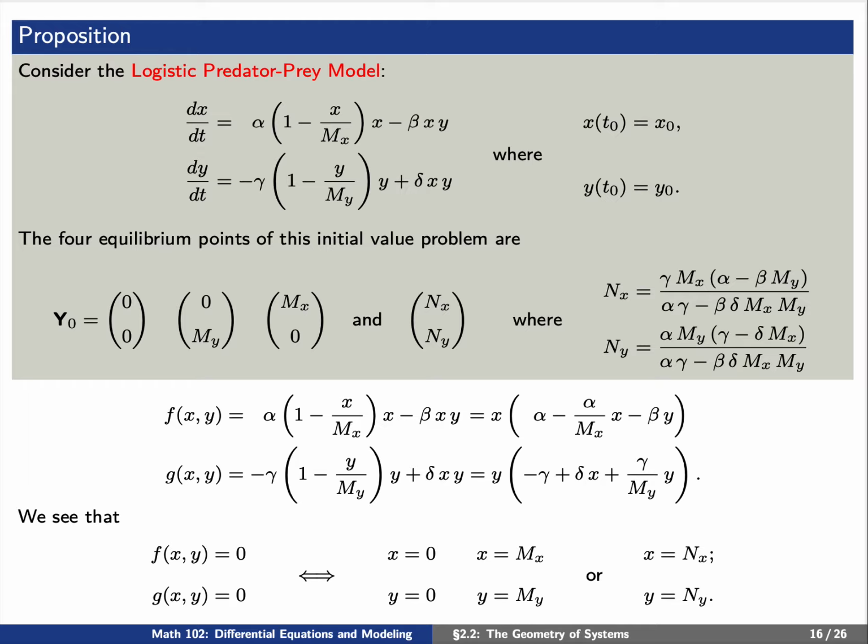Finally, what if neither x nor y equals 0? Then by looking at the factors for f and g, we have 2 equations and 2 unknowns. And we can solve for x and y to find the rather cumbersome expressions you see on your screen. That is, x equals n sub x and y equals n sub y. Hence, there are 4 equilibrium points in general for the logistic predator-prey model.